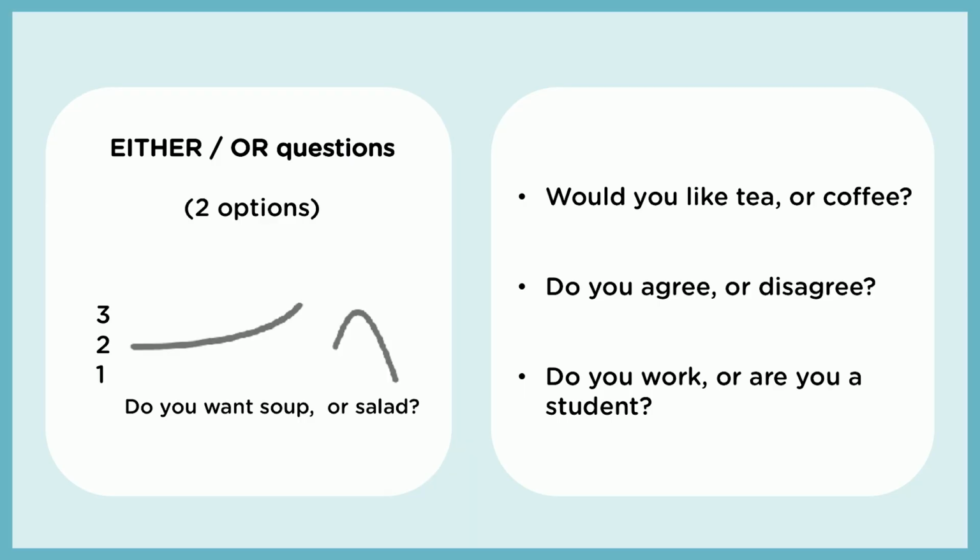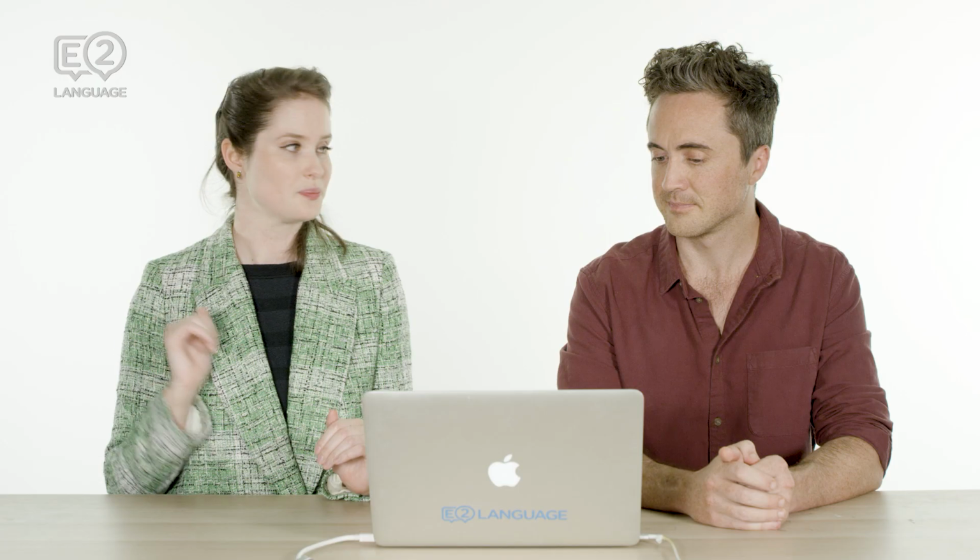All right, so the next question type is either or questions. So an either or question is when you give someone 2 options. For example, you might be at a restaurant and the waiter says, do you want soup or salad? Would you like tea or coffee? Your teacher might say, do you agree or disagree? Do you work or are you a student? So what happens here is the first part of the sentence, we rise, we take up, would you like tea? And then the second little bit, we bring down, or coffee.